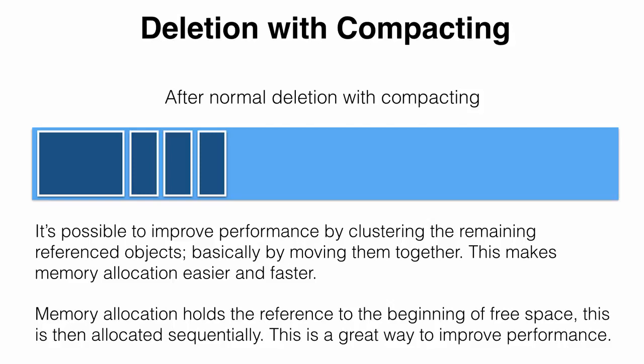It makes memory allocation easier and faster, which is a lot better, because we don't want to be holding up the garbage collector, since we obviously want our projects to be as fast as possible. So the memory allocator holds the reference to the beginning of the free space, and then memory is allocated sequentially. A great way to improve performance, a lot better than just normal deletion.